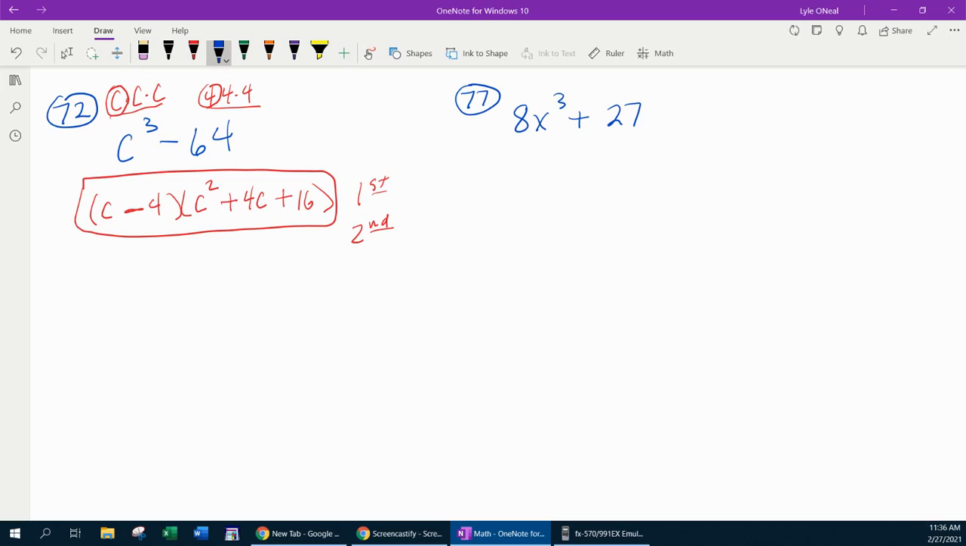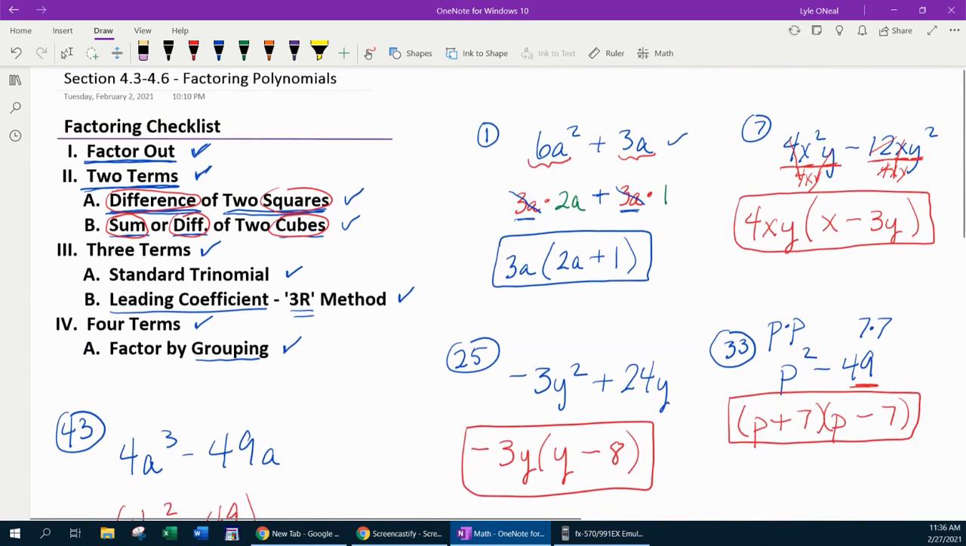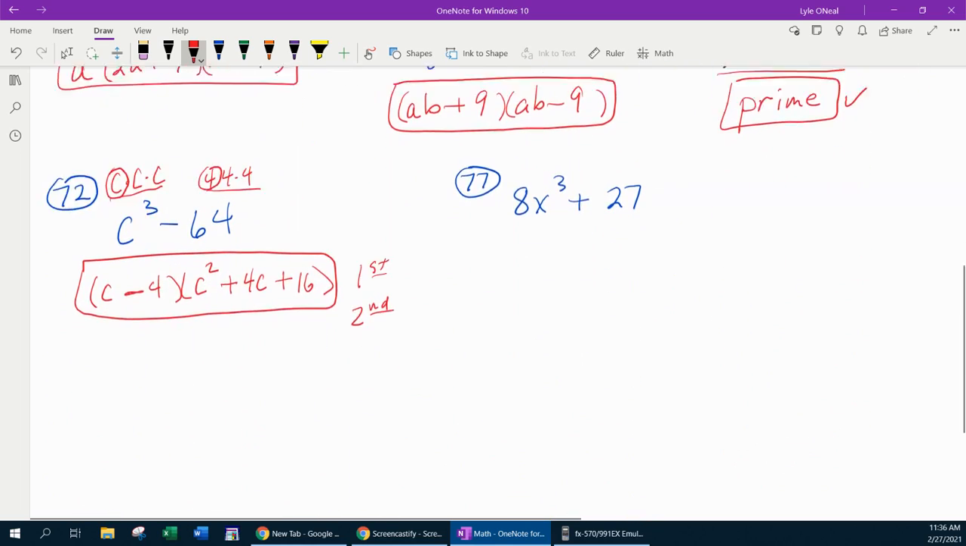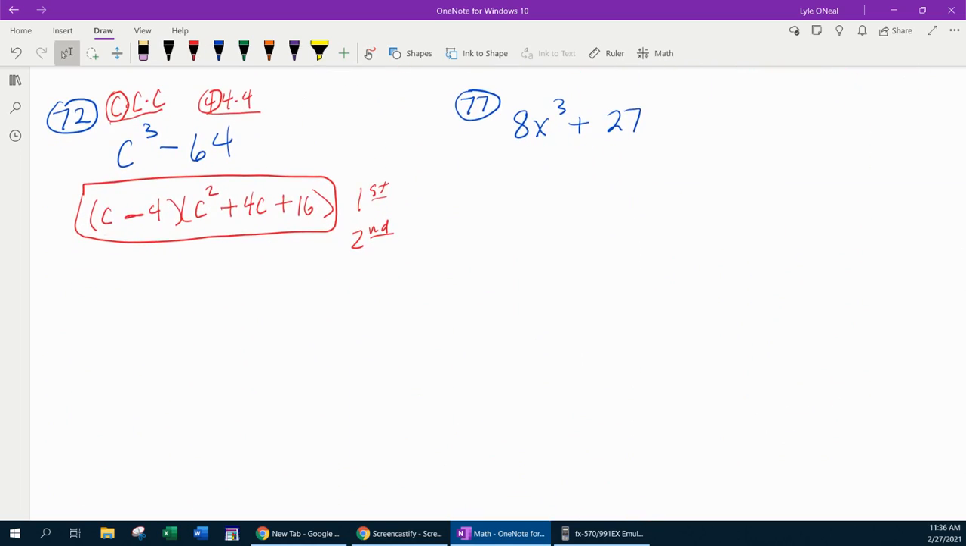And number 77, I thought we should do one more perfect cubes just for fun, and also to show you the difference between the difference and the sum of the cubes. So, first step, if you're going to factor, remember you got to look for a common factor. Between these two terms, there is no common factor other than 1. And so then if we go back to the checklist, remember you have to consider, is it perfect squares or is it perfect cubes? And so this time we have perfect cubes.